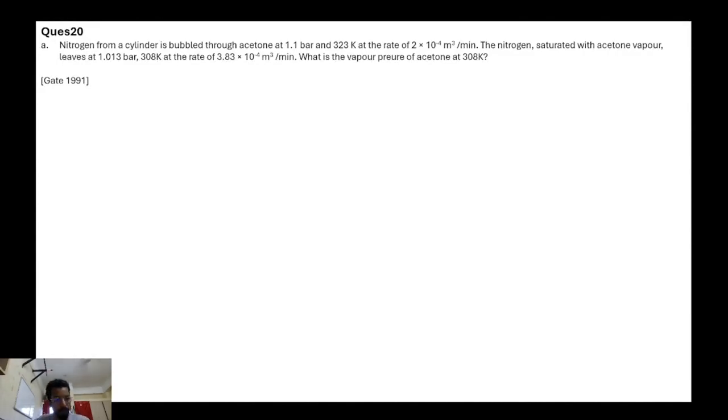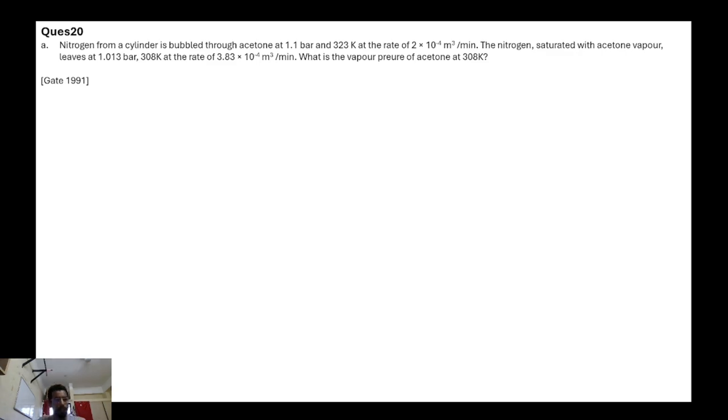So in the continuation of the previous GATE series, we were solving the previous year questions of GATE Chemical Engineering, and we had already solved GATE 1990, and we were solving GATE 1991. We have completed section A of 1991. So today onwards we will solve section B, and today we have the very first question on your screen. So without wasting time, we'll go to the question.